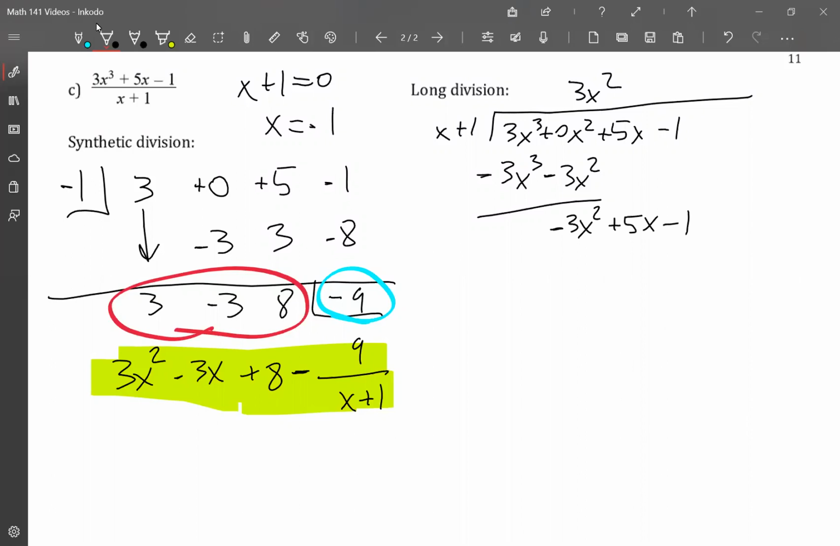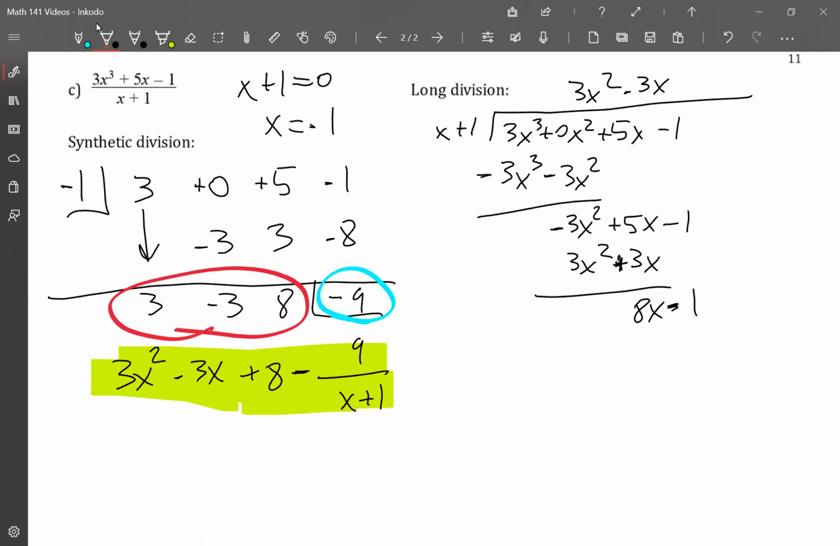Get 5x minus 1. And in order to get negative 3x squared, we're going to multiply x by negative 3x. Negative 3x times x is negative 3x squared. Negative 3x times 1 is negative 3x. Distribute our negatives gives us 2 positives. So I'll make a positive on the second one and erase the negative on the first one. X squared terms cancel out. 5x plus 3x is 8x. Bring down the negative 1.